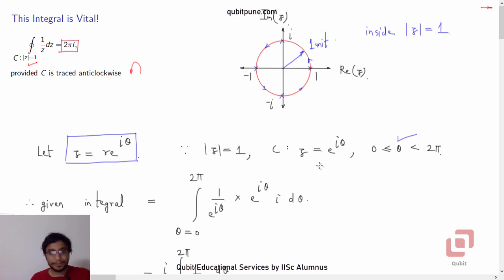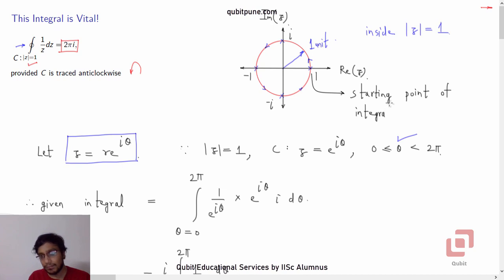Now we need to take care of three things. First, the limits. Because our function is to be integrated along a closed curve C, the start point and the end point should be the same. So let us choose the complex number 1 to be the starting point of the integration process. This will also be the end point, and we are tracing it anti-clockwise.